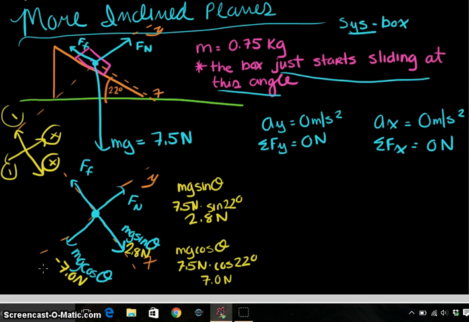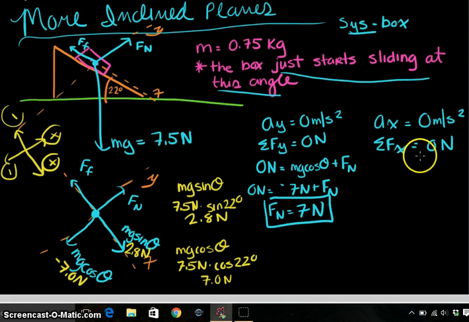Okay, now I'm going to go over to my Newton's second law work up here and take a look at my net force statement in the y direction. Basically what I'm saying is that my mg cosine theta plus the normal force will equal 0. Now that I know that mg cosine theta is negative 7 newtons, I can find that the normal force here is equal to 7 newtons. All right.